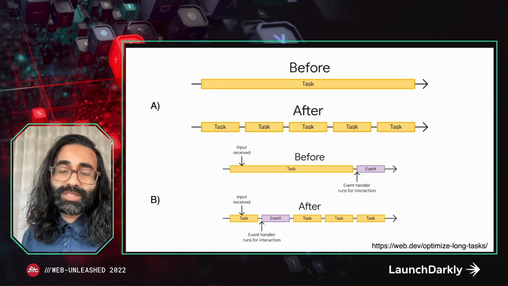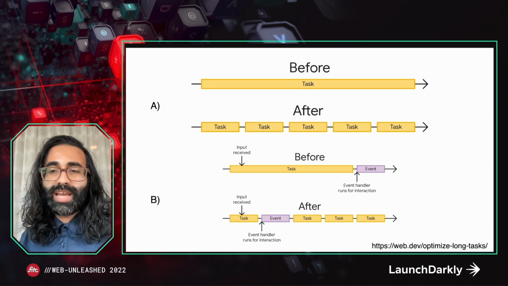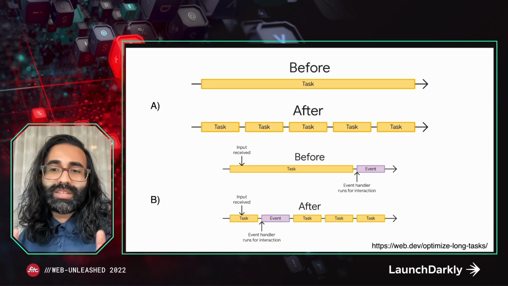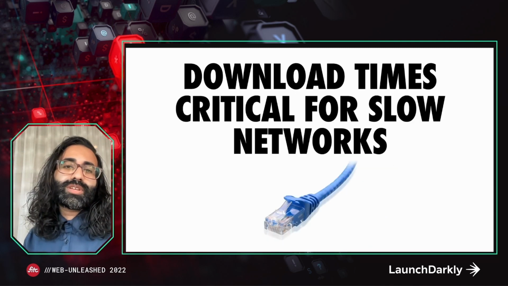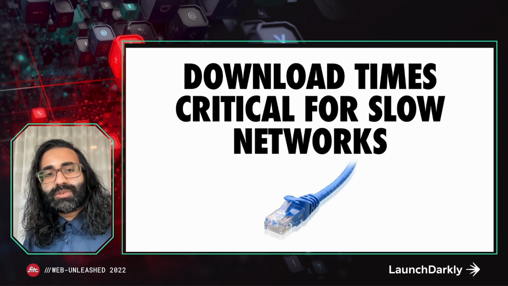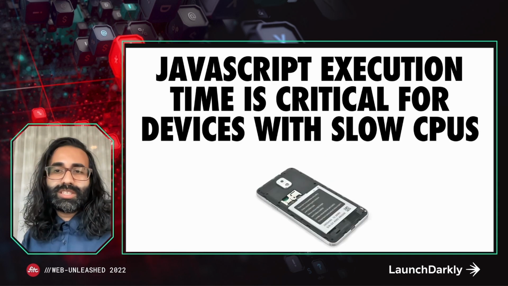So you need to break up those tasks. That means taking a single long task and dividing it into much smaller tasks that take less time to run individually. So the two key problems I want you to keep in mind: download time is critical for slow networks. JavaScript execution time is critical for devices with slow CPUs.